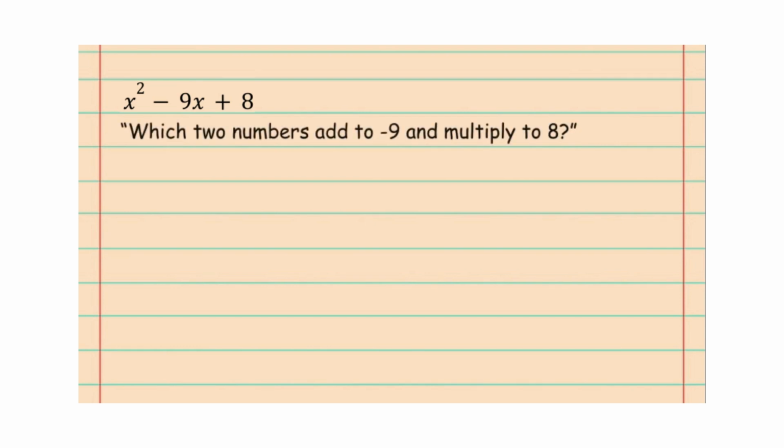Okay, now let's get to some practical examples. Let's look at x squared minus 9x plus 8. We're considering which two numbers add to negative 9, the coefficient of x, and multiply to 8, the constant. Well, I have a lot of numbers to consider. Let's narrow things down. Let's just look at factors of 8. Well, I have 1 times 8, negative 1 times negative 8, yes, negatives matter too, 2 times 4, and negative 2 times negative 4. Well, one of these pairings is going to work, and it's negative 1 times negative 8.